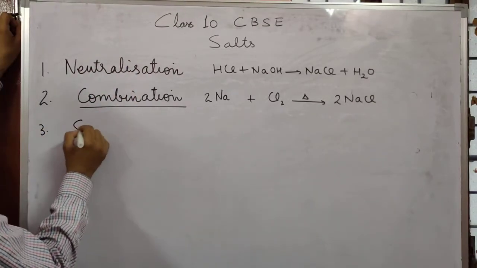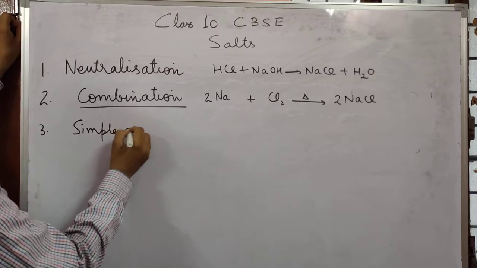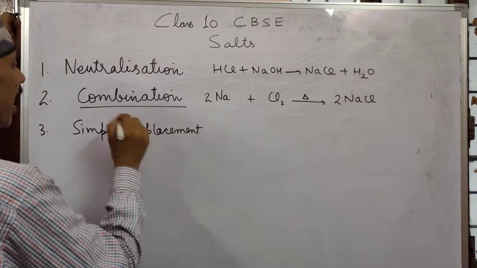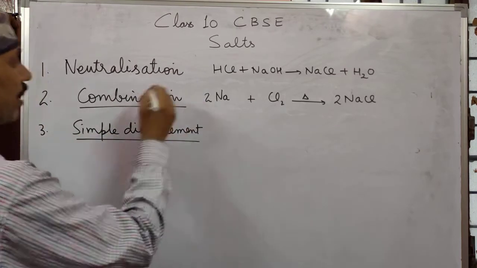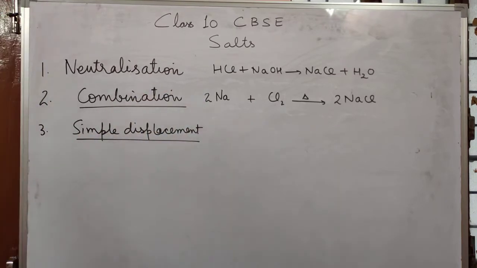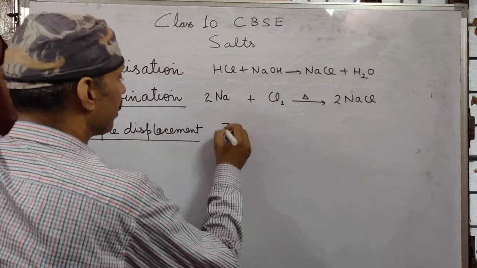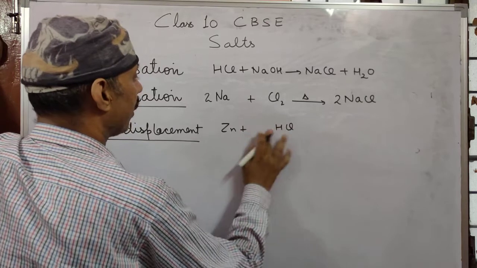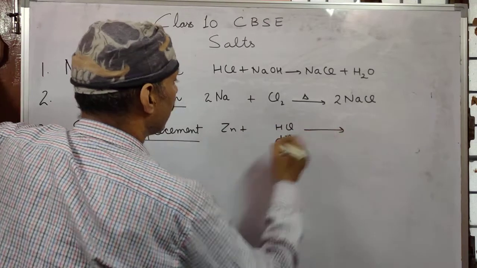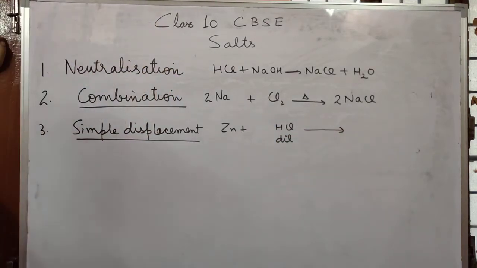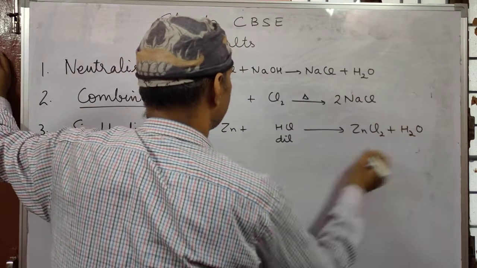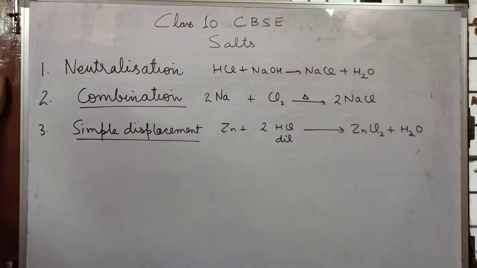Third one, simple displacement. I am side by side revising the chapter number 1. Simple displacement says, if I do this reaction, zinc plus dilute HCl, what will be the product? Of course, yes, it will be ZnCl2 plus H2. This is another simple method to prepare a salt.